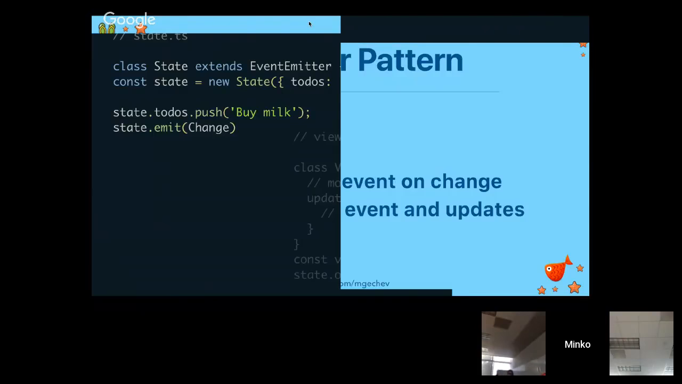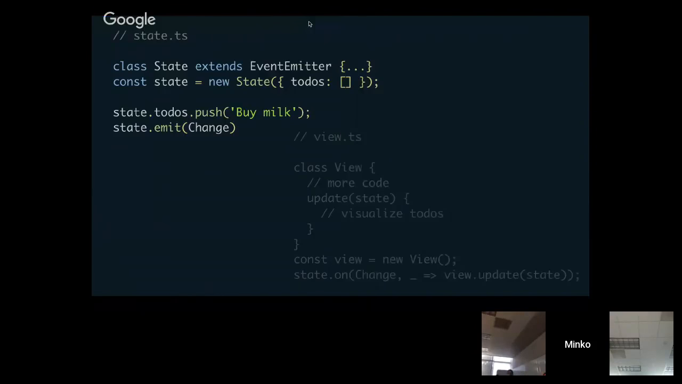So here is what is going to happen. Let's suppose that we have this pseudocode here, where we have a state which extends an abstraction called event emitter. And later, we are instantiating the state. We are mutating it somehow by pushing one to-do item. And right after that, we're emitting a change event. This change that you can see here, which is passed to the emit method, is just a constant. So it is just the name of the event.